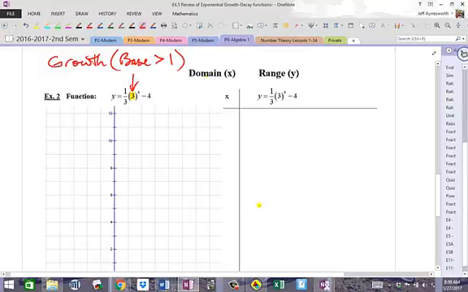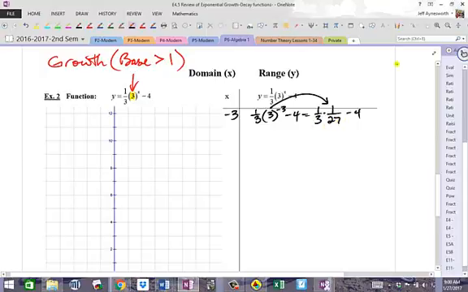So let's start off with the domain here at negative 3. Let's take 1/3 times 3 to the negative 3 power minus 4. And this is going to be 1/3 times 1 over 3 cubed, or 1/27. So you have to evaluate your exponents first. And when you multiply your fractions here, you get 1/81.